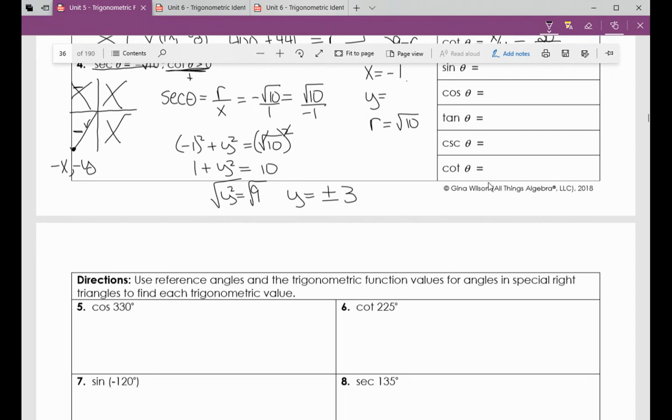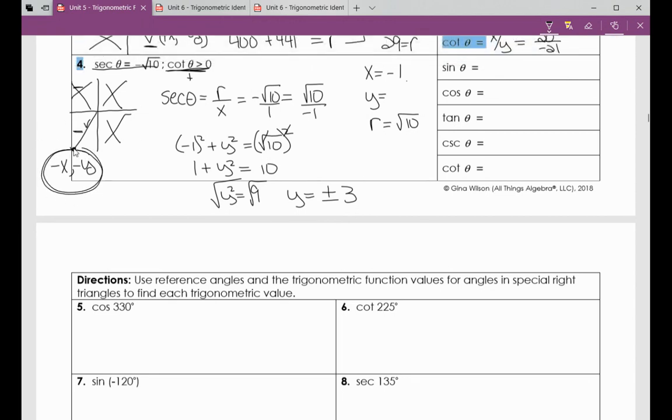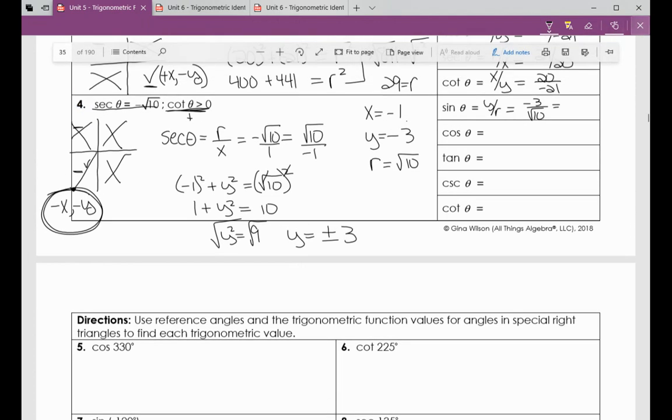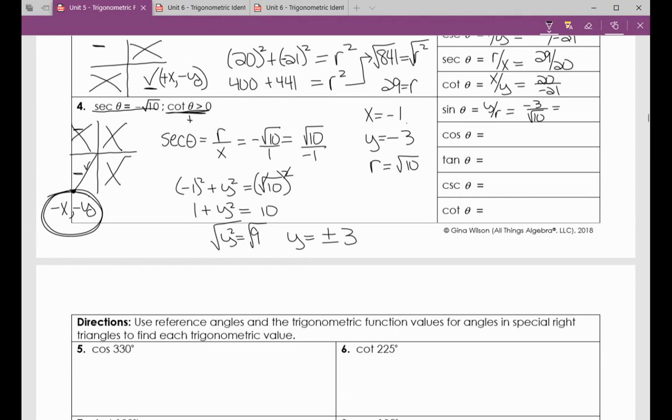Now, the reason that y can equal positive or negative is because depending on which quadrant you're in, some quadrants y is negative and some quadrants y is positive. Well, we're in third quadrant, so my y value has to be negative. So I'm going to use -3 as my y value, because in third quadrant every x and every y is negative. Okay? And now I go through the motions. Sine is y over r, so that would be -3 over square root of 10. We'll simplify that when we get back from lunch.